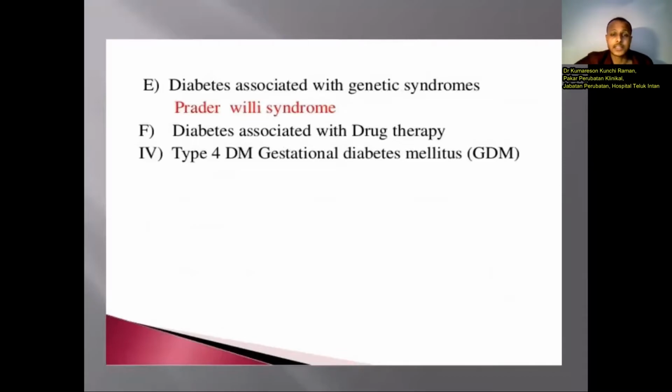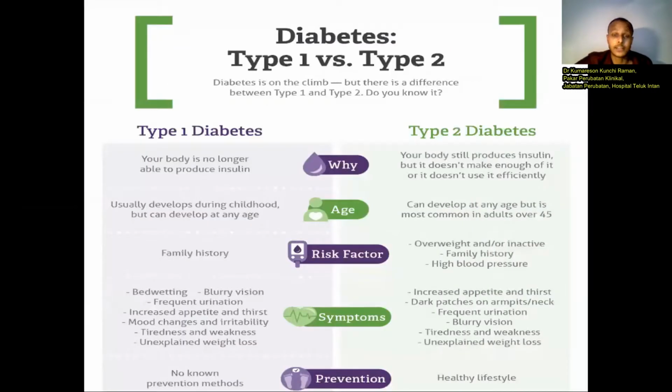And there is some diabetes associated with genetic syndromes, with drug therapy like antipsychotic agents, and as well another type of diabetes that we commonly see in our populations is gestational diabetes mellitus in pregnant mothers. So let's look at just the simple differences between type 1 and type 2. Now, why does this happen? In type 1, your body doesn't produce any insulin at all. In type 2 diabetes, to a certain degree, it produces some form of insulin, but it's not efficient enough in producing enough insulin for the carbohydrates that you consume.